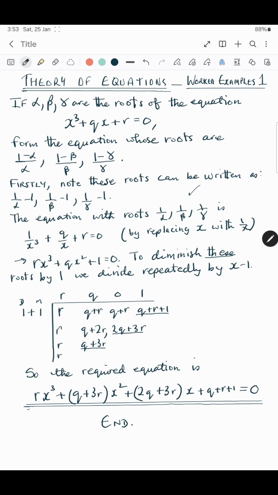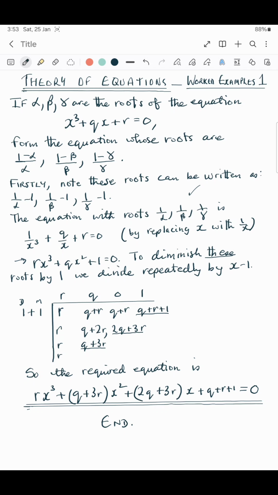So let's first of all find the equation whose roots are 1 over alpha, 1 over beta, and 1 over gamma. And this is done simply by replacing x by 1 upon x in the original equation x cubed plus qx plus r equals 0. And that will give us 1 over x cubed plus q over x plus r equals 0. And multiplying up by the x cubed, we'll get rx cubed plus qx squared plus 1 equals 0.